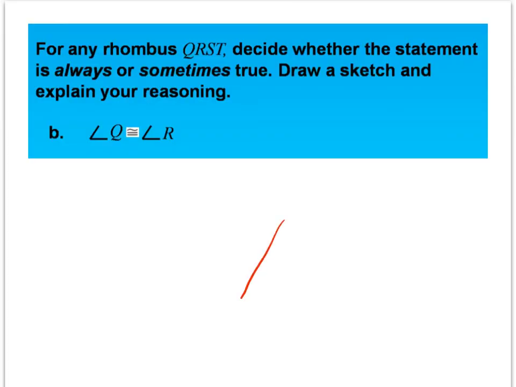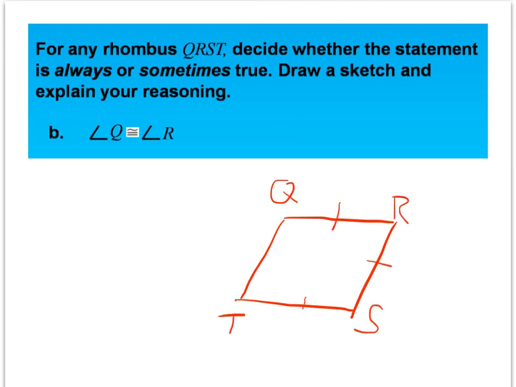Again, we have a rhombus. We'll draw this rhombus, QRST, Q, R, S, and T. Rhombuses have all congruent sides. Decide whether the statement is always or sometimes true and draw a sketch. We need to show that angle Q is congruent to angle R.